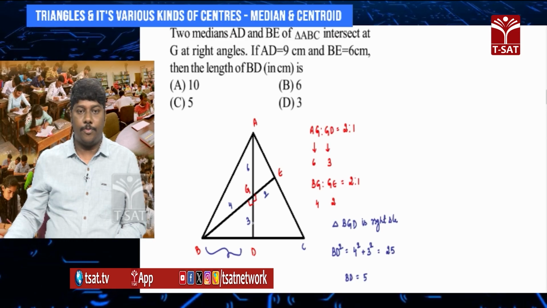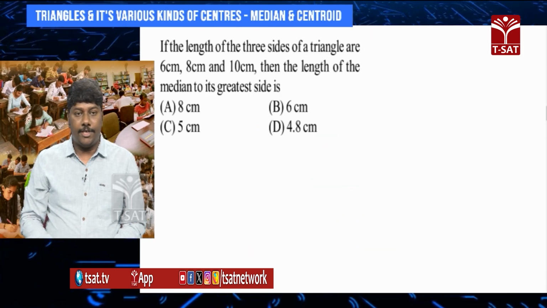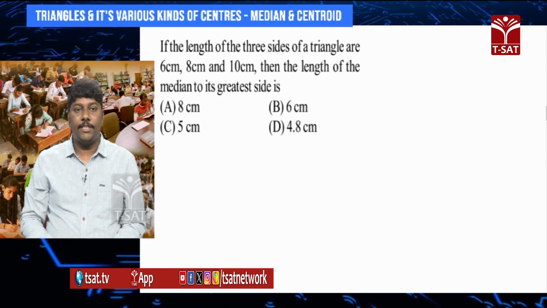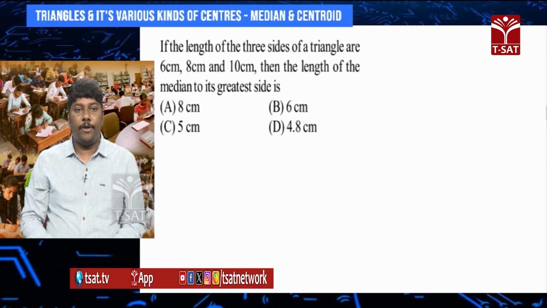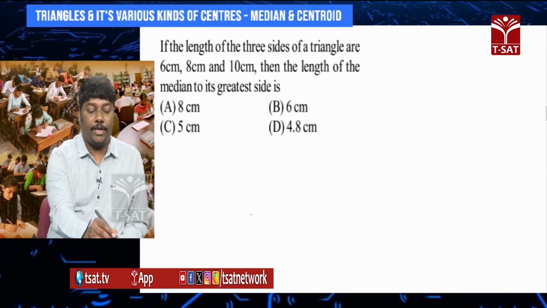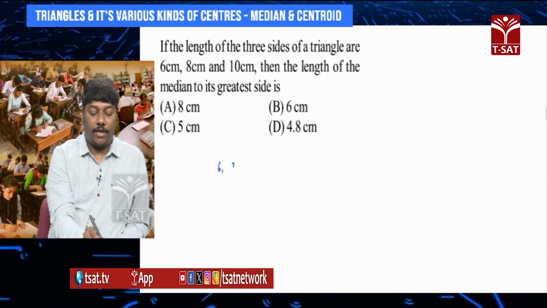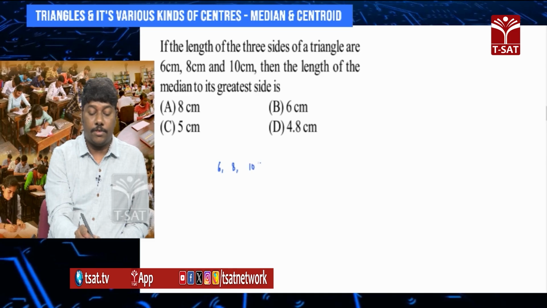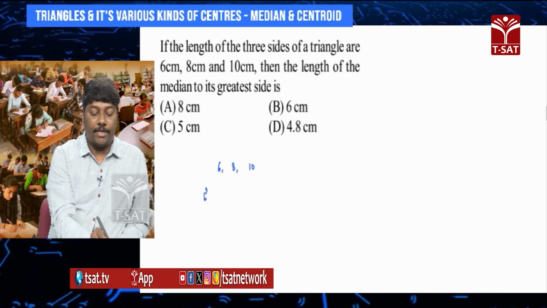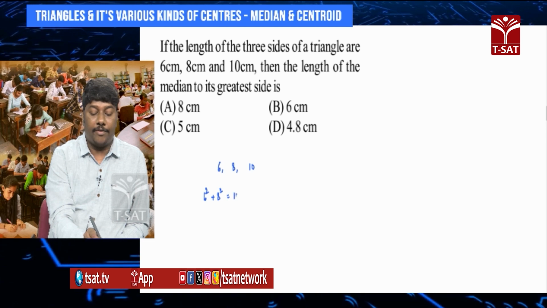Now let's look at the next problem. If the length of three sides of a triangle are 6 centimeters, 8 centimeters and 10 centimeters, then the length of the median to its greatest side is. If you carefully observe the given sides 6, 8, 10, we all know that 6 square plus 8 square is equals to 10 square. Therefore, these are sides of a right angle triangle.